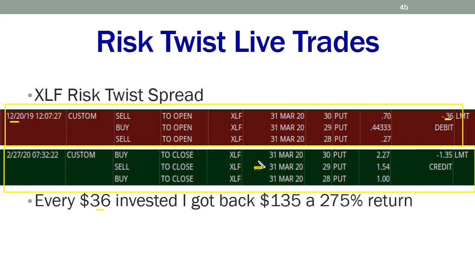Now this one had plenty of time left. I could have held it even longer. I got out for a $1.35 credit. It's a 275% return. Every $36 I invested, I got back $135.